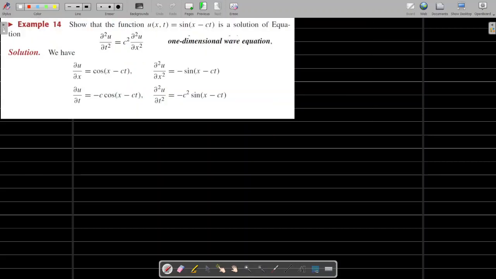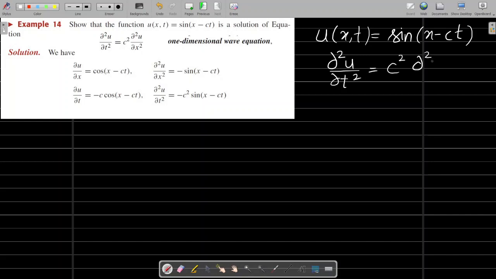Now we will do one more problem. We have to actually prove something here, in the sense that you are given a function u(x,t) equal to sin(x − ct). You are asked to show that this is a solution of the one-dimensional wave equation ∂²u/∂t² = c² ∂²u/∂x². This equation is called the one-dimensional wave equation.